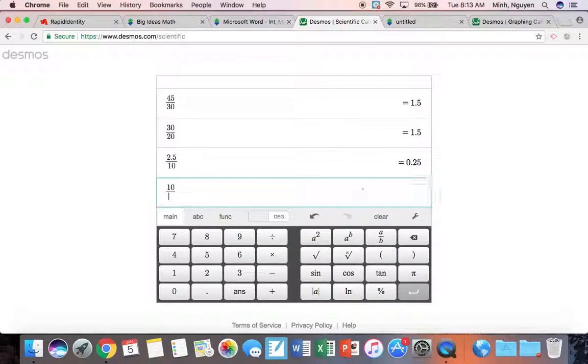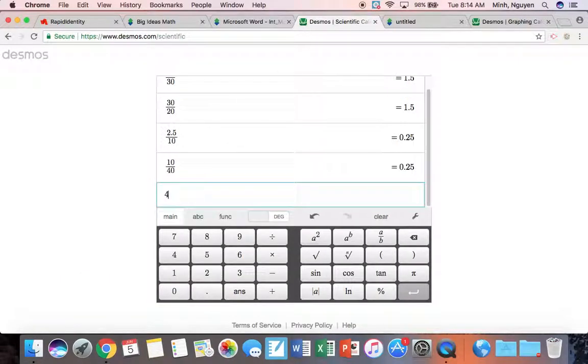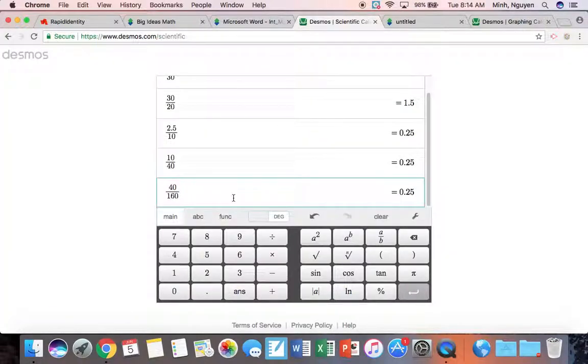10 divided by 40 is 0.25. And 40 divided by 60 is going to be, I'll show you anyways, 0.25. So we're multiplying by 0.25 each time. This is exponential decay because the y value is being multiplied by a number less than 1.